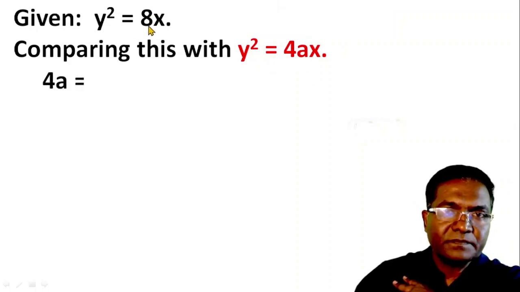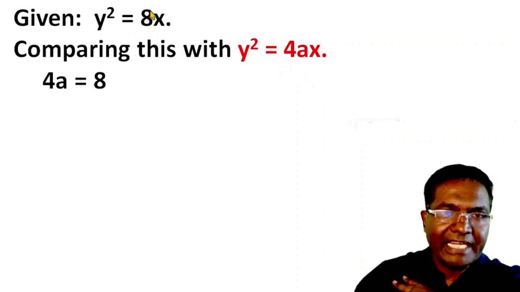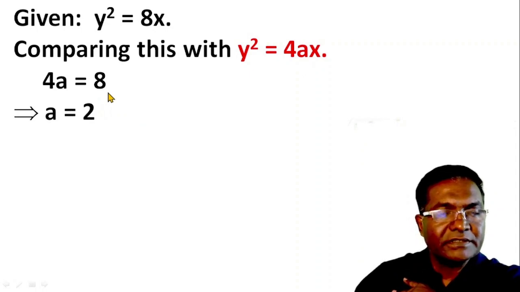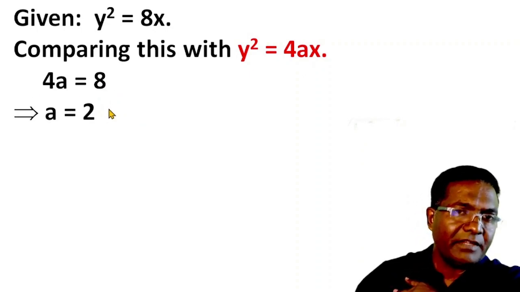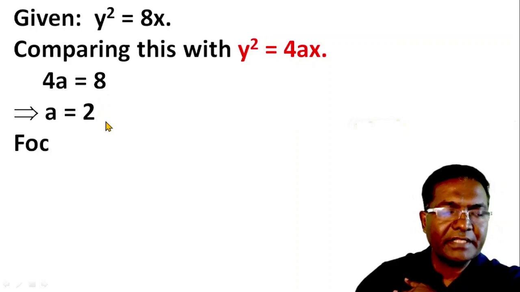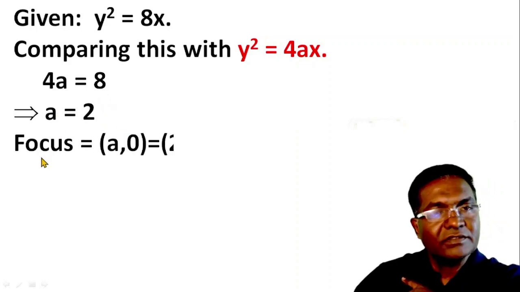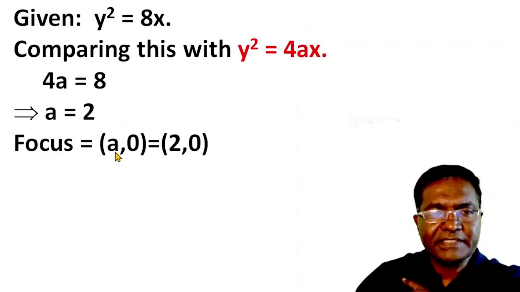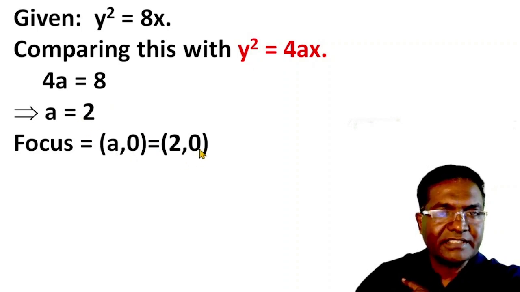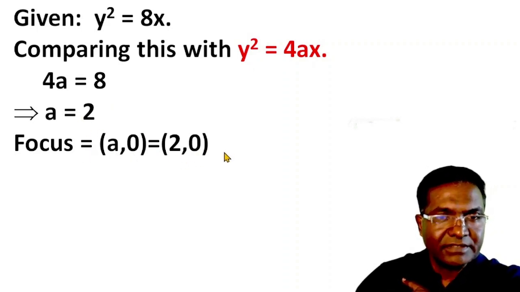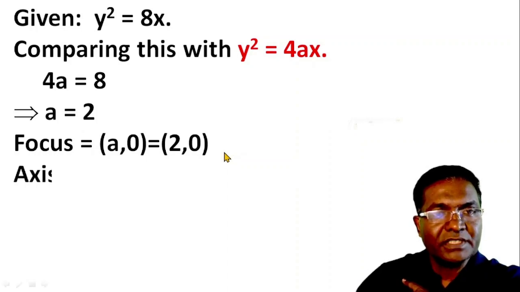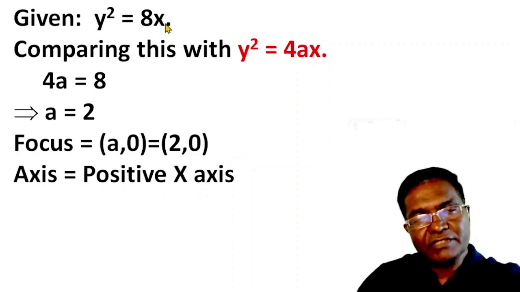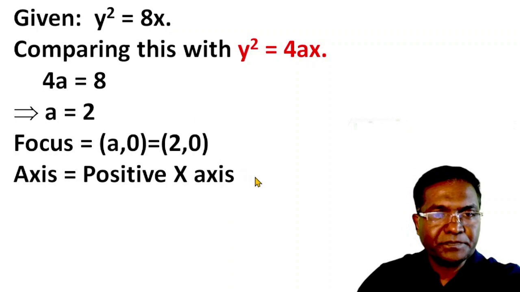So we compare this with standard equation y square equal to 4ax. What 4a stands for? Coefficient of x. So 4a means 8. So what is a then? A is 8 by 4, that is 2. So with this a, coordinates of focus of this parabola. What is the focus of y square equal to 4ax? It is a comma 0. So a is 2, and focus is 2 comma 0. Axis is positive x-axis because coefficient of x is positive.